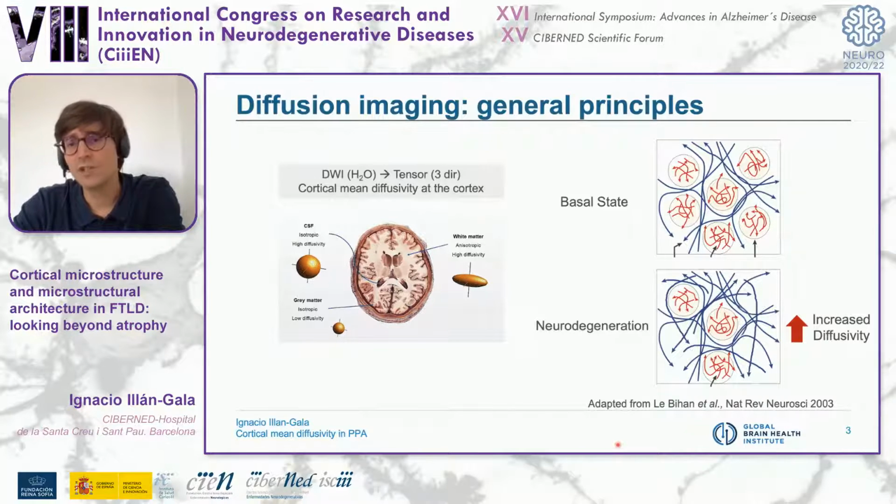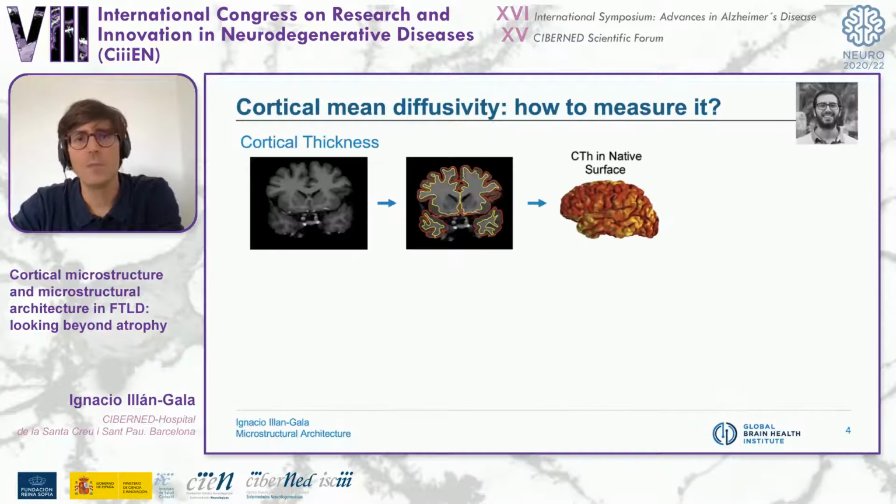So neurodegenerative diseases disrupt gray matter microstructure by damaging neuronal and glial cells membranes and increasing the interstitial fluid. At the bottom right, you see the representation of microstructural changes in the neurodegenerating cortex. These microstructural changes can be related to different phenomena, such, for example, neuroglial damage. But how do we measure cortical mean diffusivity?